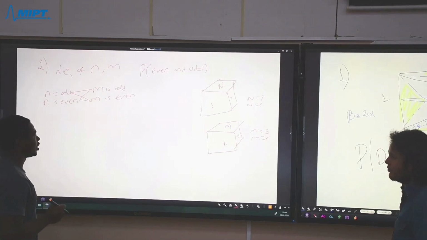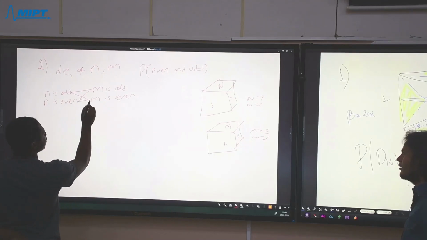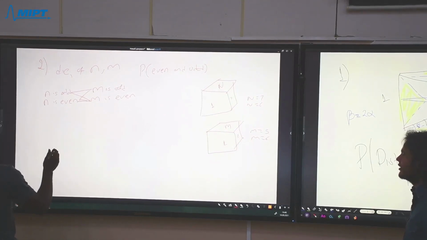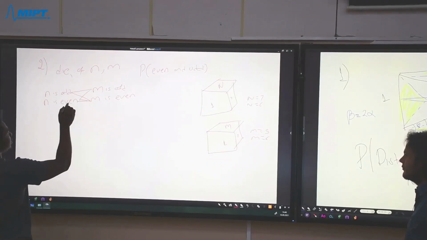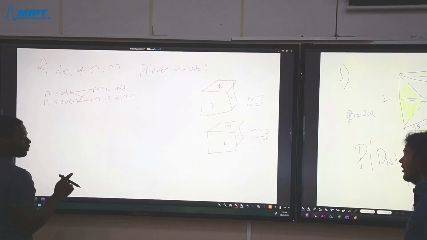But these are not all the cases, right? What if both are even or both are odd? If both are even, m is even, n is even. Then you can calculate the probability in these 4 cases and sum them up. Okay, let's try to do it that way.